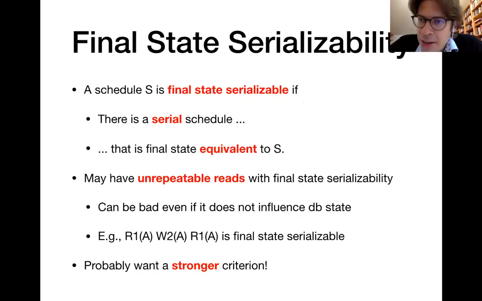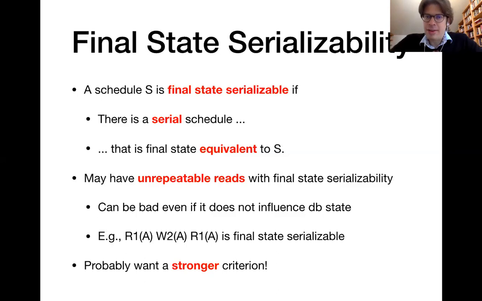If we say that a schedule is final state serializable, it means that there is some serial schedule which contains the same transactions that is final state equivalent to the schedule that we are analyzing. And this other schedule that we are comparing against must be a serial schedule executing transactions one after the other. So a schedule is final state serializable if we can find a final state equivalent serial schedule.